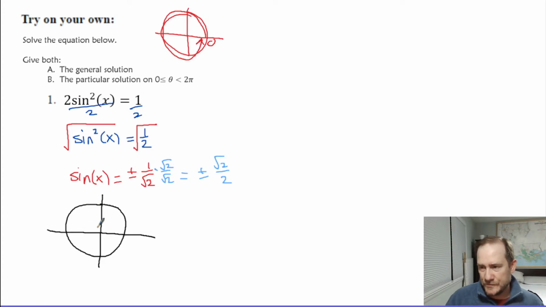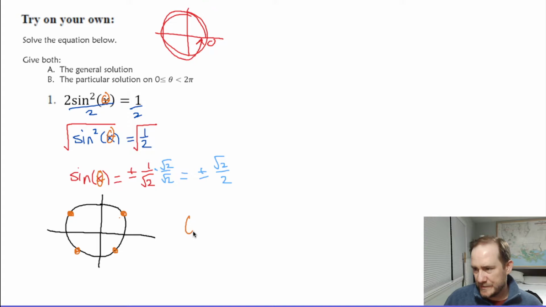So positive root 2 over 2 is located here at 45 degrees. Also here at 45 degrees. Both of those are positive root 2 over 2. But we can also be negative root 2 over 2. So that would be 45 degrees down here in quadrant 3 and also in quadrant 4. So that means our complete solution set, this says x, so this should say theta. My bad, these should all say theta.